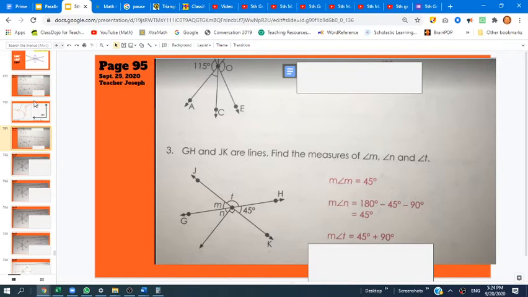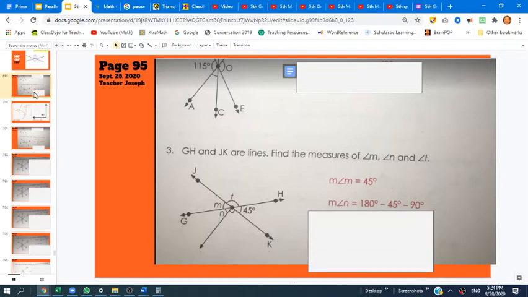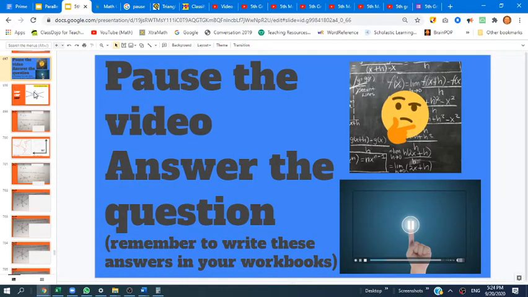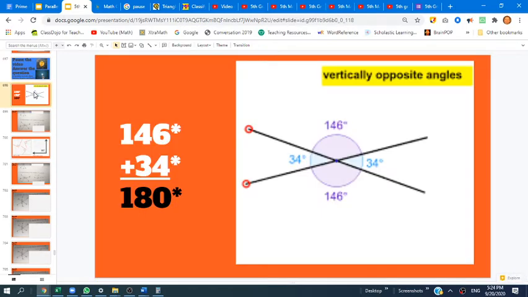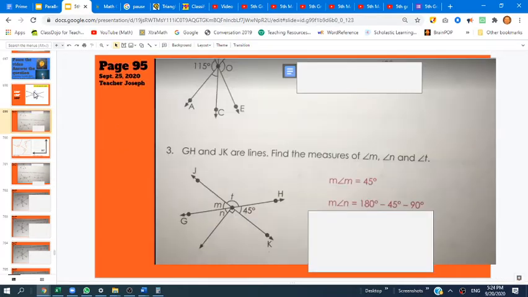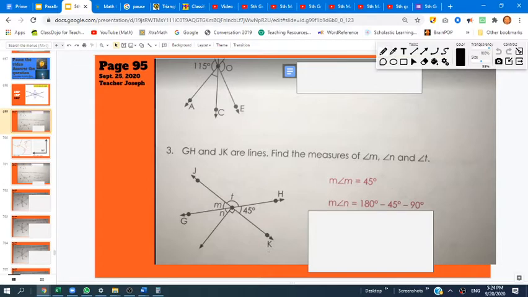Okay, so actually I was just going to explain this just a little bit better in a different way, actually. So if we look at that last problem, boys and girls, we understand that vertically opposite angles are always going to be the same. And since this angle right here is vertically opposite with this angle right here, they're both going to be 45 degrees. Okay, I'm just going to clarify on that problem.